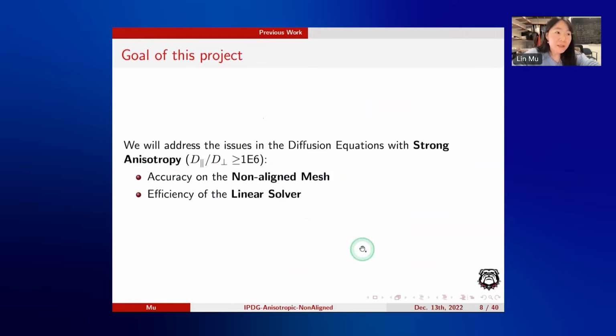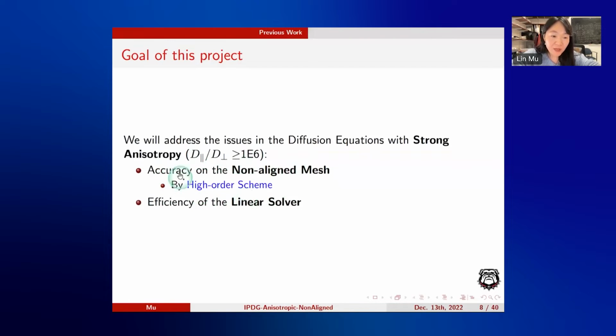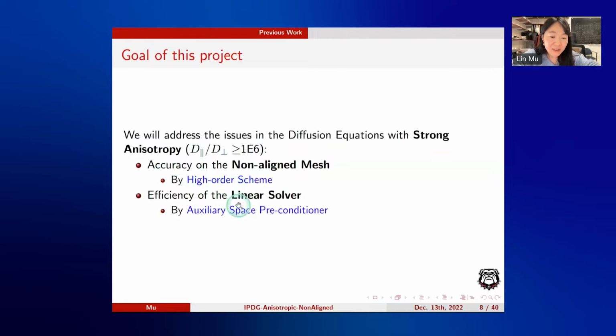Okay, then a little bit of preview about this project. We will address the issue in the diffusion equation with strong anisotropy. For our problem, this ratio D parallel over D perpendicular is bigger than 1e+6. We will address these two issues related to accuracy and efficiency. Our method is based on non-aligned mesh, and we will construct an efficient solver to solve the corresponding linear system. For the accuracy, we will use a high-order finite element scheme. For the efficiency, we will construct an effective preconditioner to solve this efficiently.